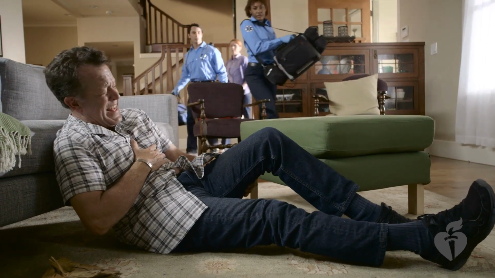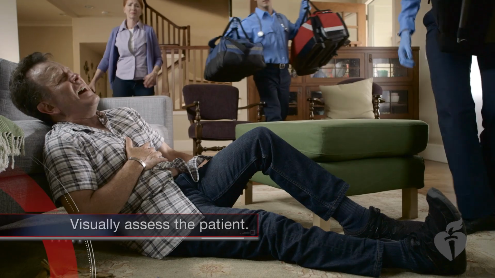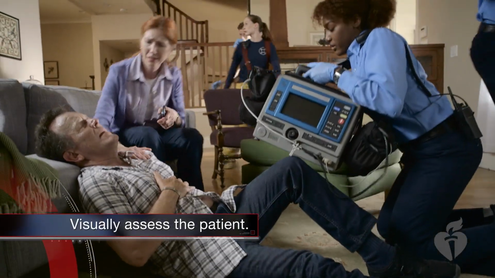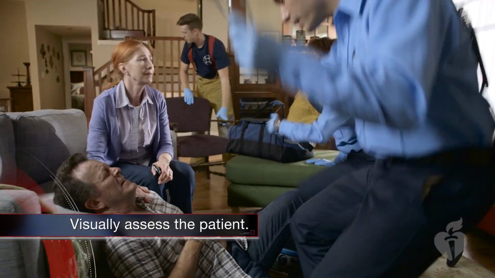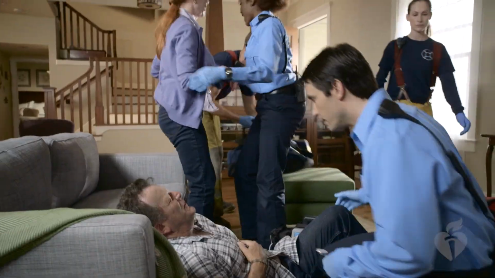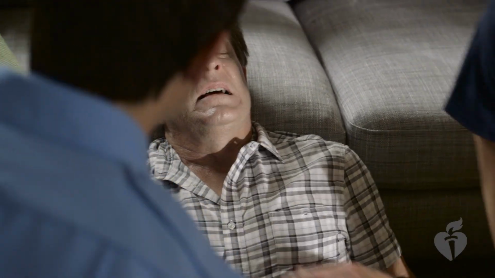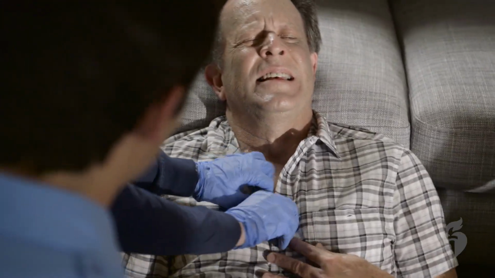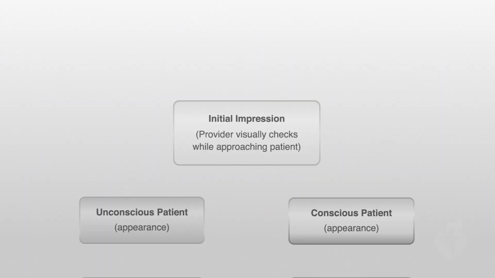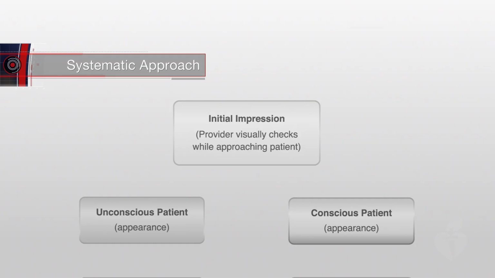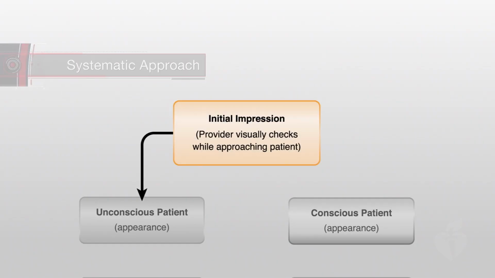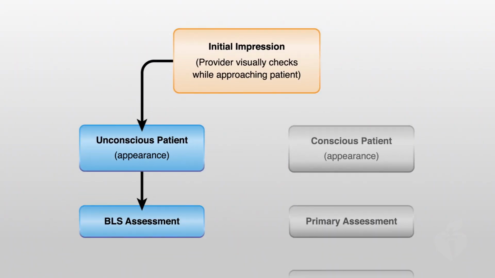When deciding which assessment to use for a patient, start with a step we all do automatically. Visually assess if the patient is conscious or unconscious. This is your initial impression of the patient. You can form a rapid general impression by a quick visual assessment of responsiveness, breathing, and color to determine the urgency of the situation. After determining that the scene is safe, if the patient appears unconscious, use the BLS assessment.